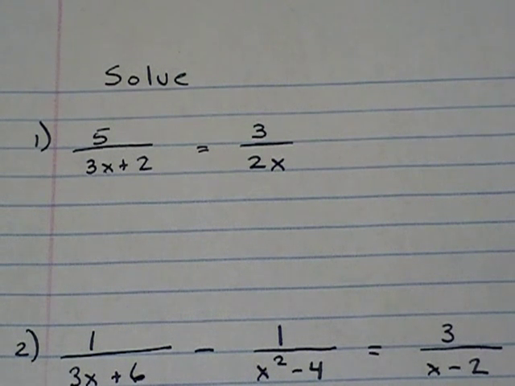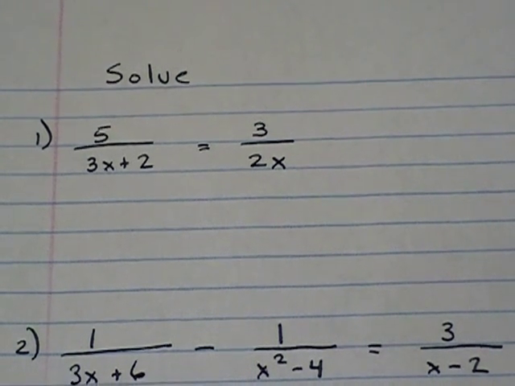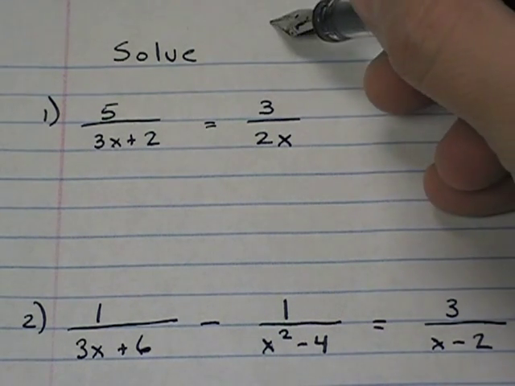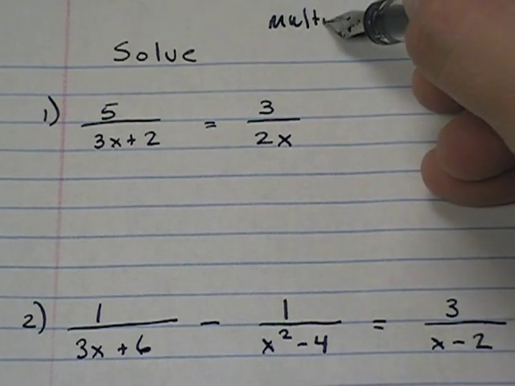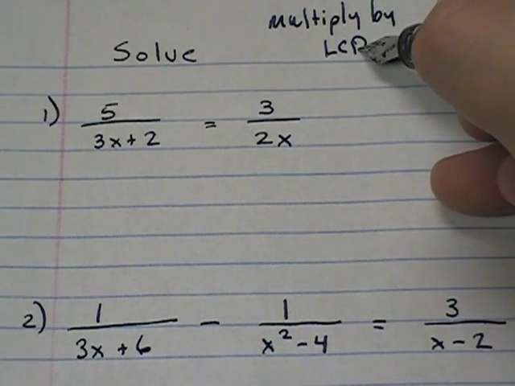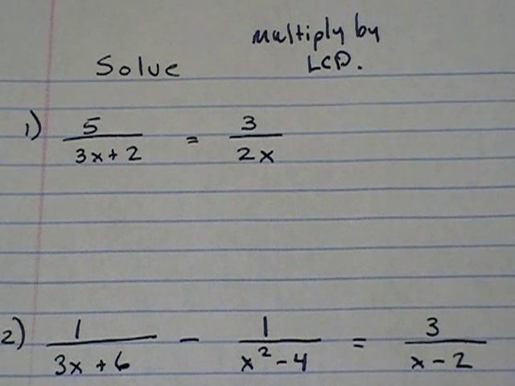So anyway, we've been asked to solve these, and there are lots of ways to solve these, but I have always found the simplest and easiest way to solve a rational equation is to multiply every term in the equation by the least common denominator. Okay, so multiply by the LCD. Now, you have to know why you're doing this.